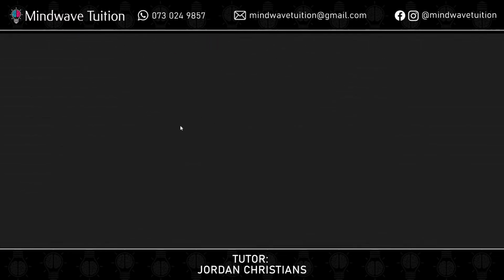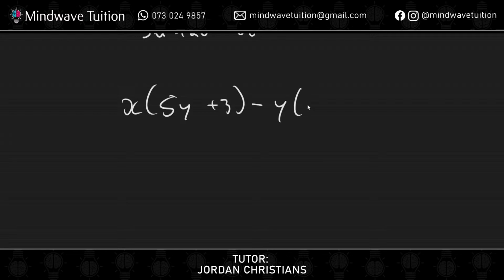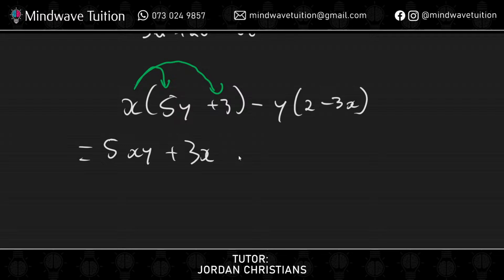So one more example. Let's do x times (5y plus 3). Same story. We need to multiply this x into everything inside the brackets. So x times 5y just means that the x will join alongside it, so that'll become 5xy. x times the 3 will just come together, so that'll give me 3x.